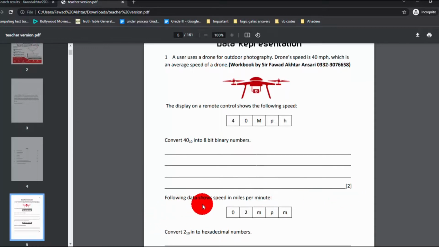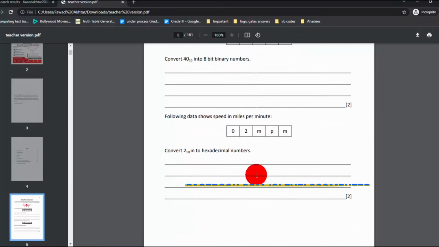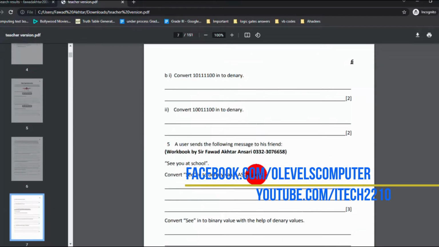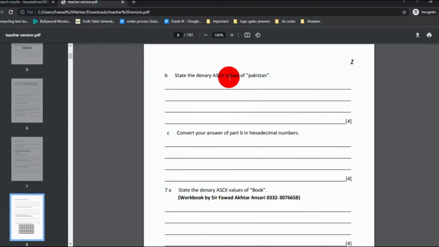Now, the following data shows speed in miles per hour and miles per minute. So, 2 miles per minute is written here. You may take this figure, 2 in base 10, into hexadecimal, and solve this question over here. Okay, now next is a question such as: state the denary ASCII value of Pakistan. You may see Pakistan written in lowercase. You have to convert this into denary format using the ASCII values.